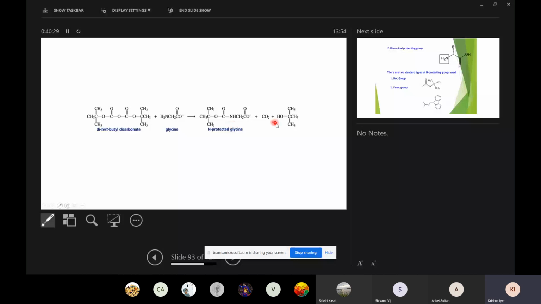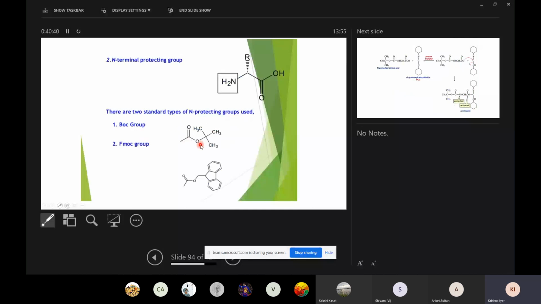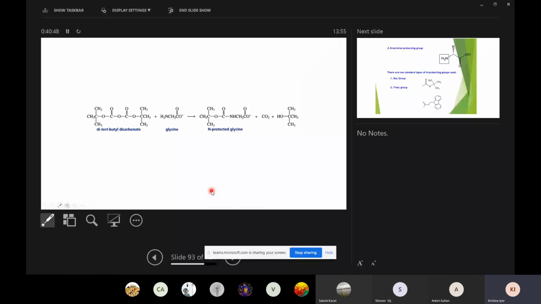And these are the other byproducts of the reaction. Okay. The other way I can protect the amino group is by treating with either tertiary butoxycarbonyl, or what is called the FMOC group, where you have fluorenyl methoxy. So this is not the only way to protect the amino group. You can do so by treatment with BOC or FMOC.